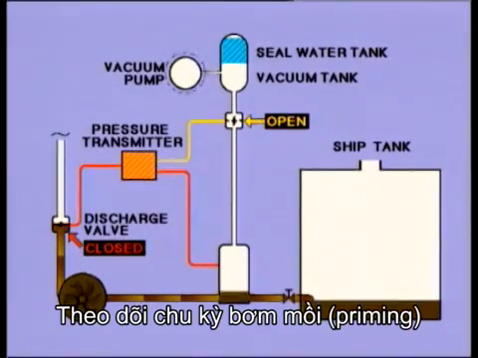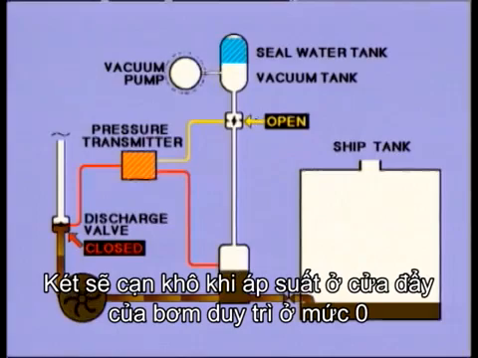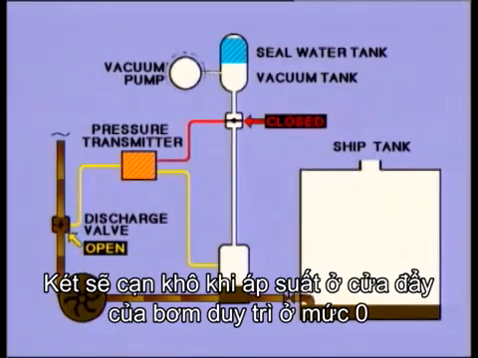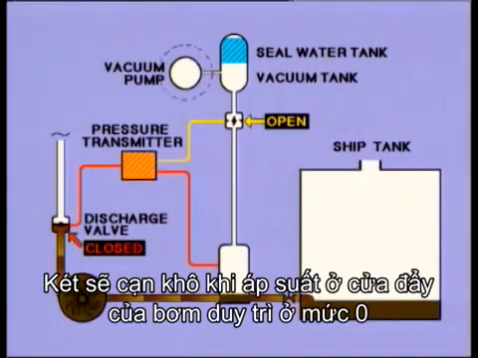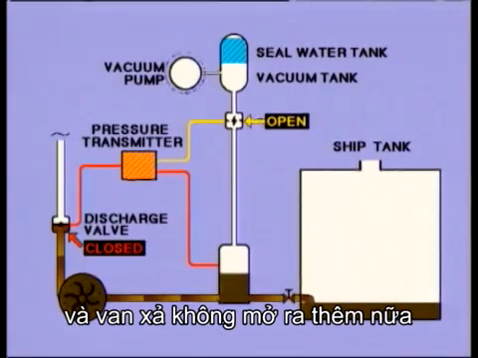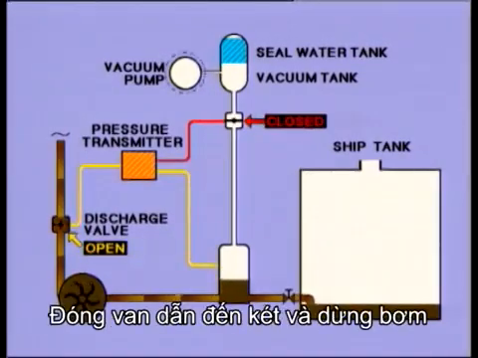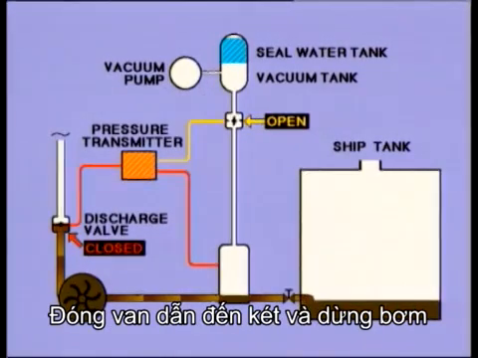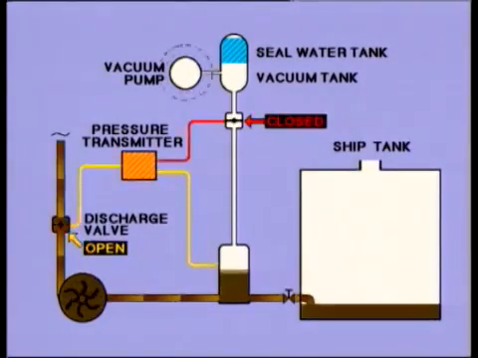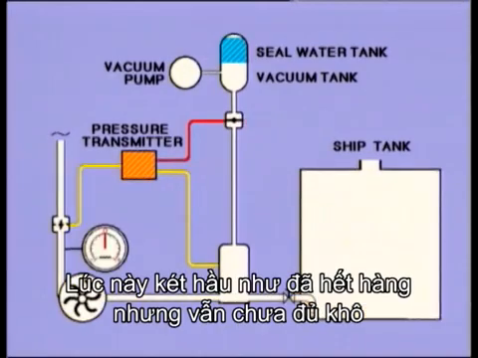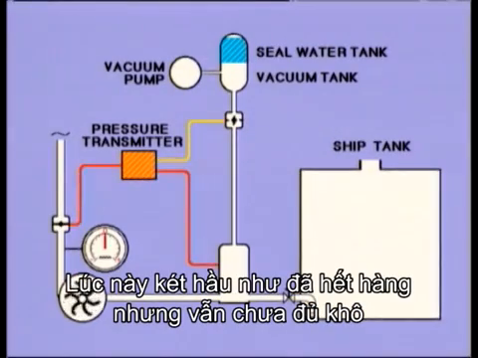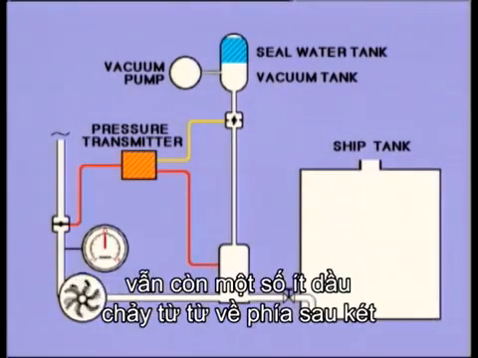Watch the priming cycle. The tank is empty when the pressure at the pressure side of the pump remains at 0 and the discharge valve doesn't open anymore. Close the valve to the tank and stop the pump. The tank is now almost empty, but still not dry enough. There is still some oil slowly making its way to the aft part of the tank.